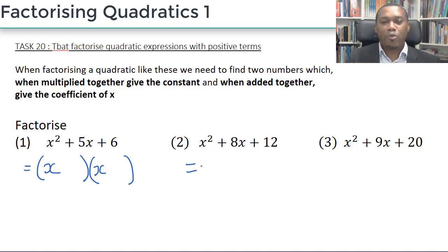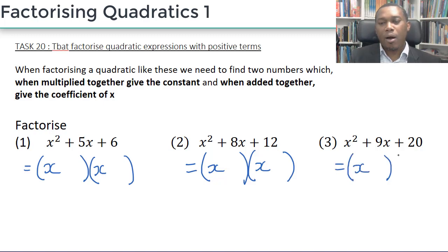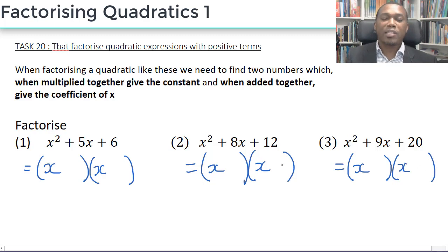So I can quickly write for number 2 my double brackets with x as one of the terms, because to get that x squared, it's going to be x times x from the work we've done with double brackets. So all of these questions, your solution is going to be of this form. Double brackets with x in each bracket, x times x will give you the x squared when you're multiplying out.